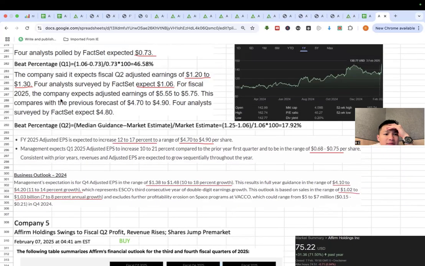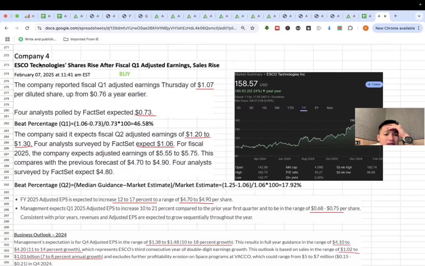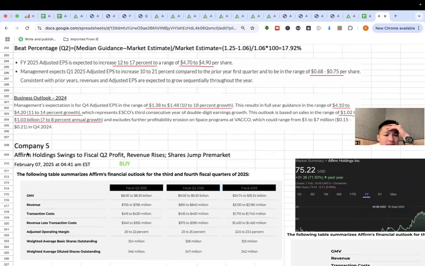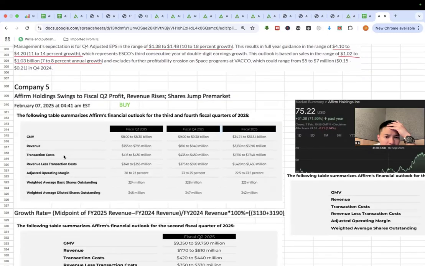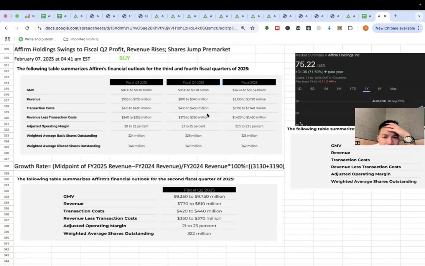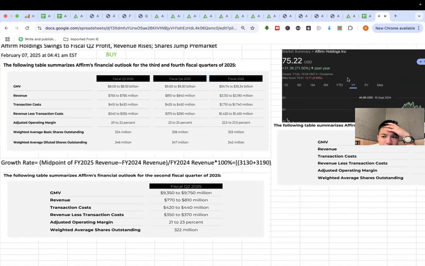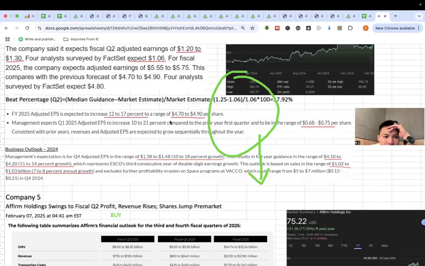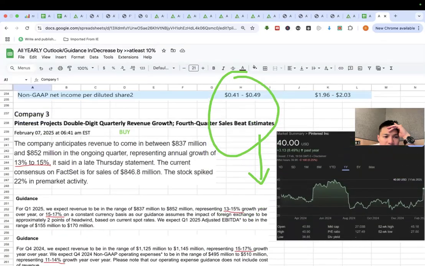But the problem is, ESCO, we've done this already. What about this? Company 5, a firm holding. What is the percentage though? I need to compare the full year because the full year is more important. You need to give me the previous quarter full year. So you missed that. It's not here. Okay. I need the previous quarter full year. Okay. Let's go to the next one.